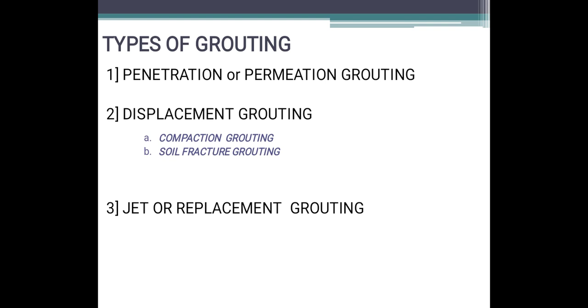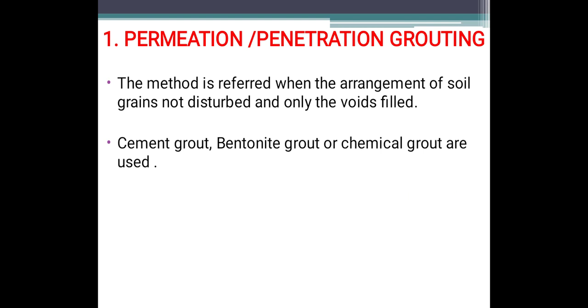Then we have types of grouting. We mainly classify the grouting process into three types: penetration or permeation grouting, displacement grouting, and jet or replacement grouting. In displacement grouting we have compaction grouting and soil fracture grouting. First we will discuss permeation or penetration grouting.